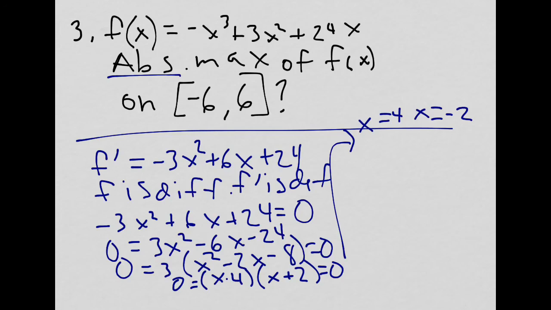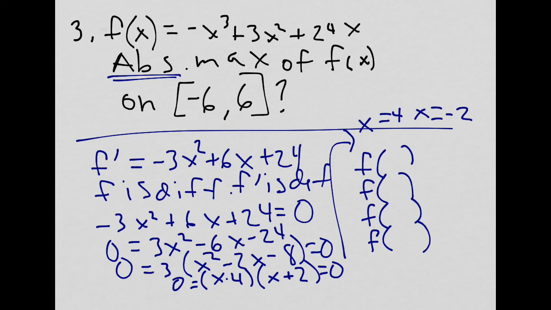I'm not going to do the whole table and set it up. I need to know the absolute max. So if I'm doing EVT at this point, I'm just taking those x values that I have and plugging them into my function. But it's not just my critical points. You have to include the endpoints. So I have 4 different numbers to test. In order, -6, -2, 4, and 6.